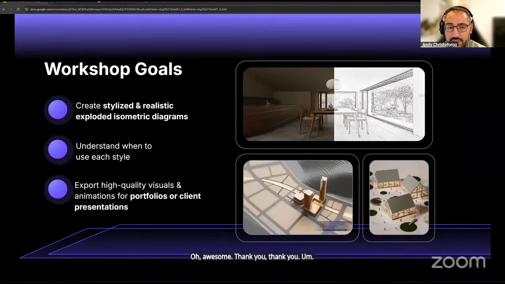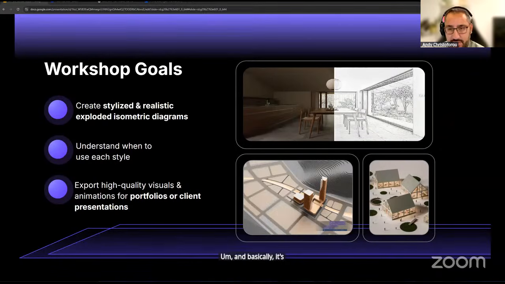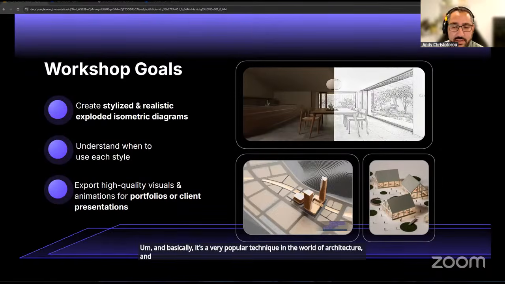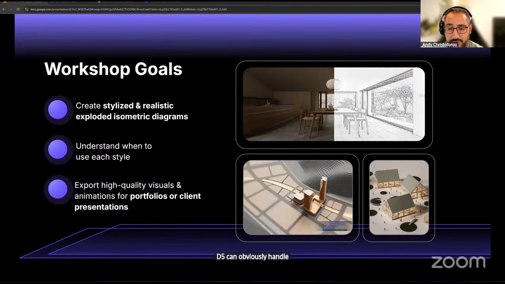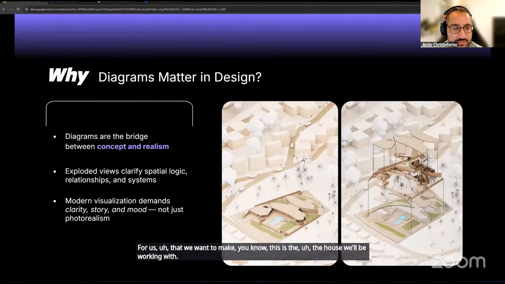Yeah, so today we're going to be talking about creating a stylized exploded isometric diagram. It's a very popular technique in the world of architecture. And like I was saying earlier, the focus is more on the stylized side of rendering. D5 can obviously handle photorealism, no problem at all. But we're always talking about that, and I feel like there's not enough content around the conceptual stuff that D5 can also do well. So this is the project, essentially the end goal for us that we want to make. This is the house we'll be working with. Obviously I'll be sharing that.